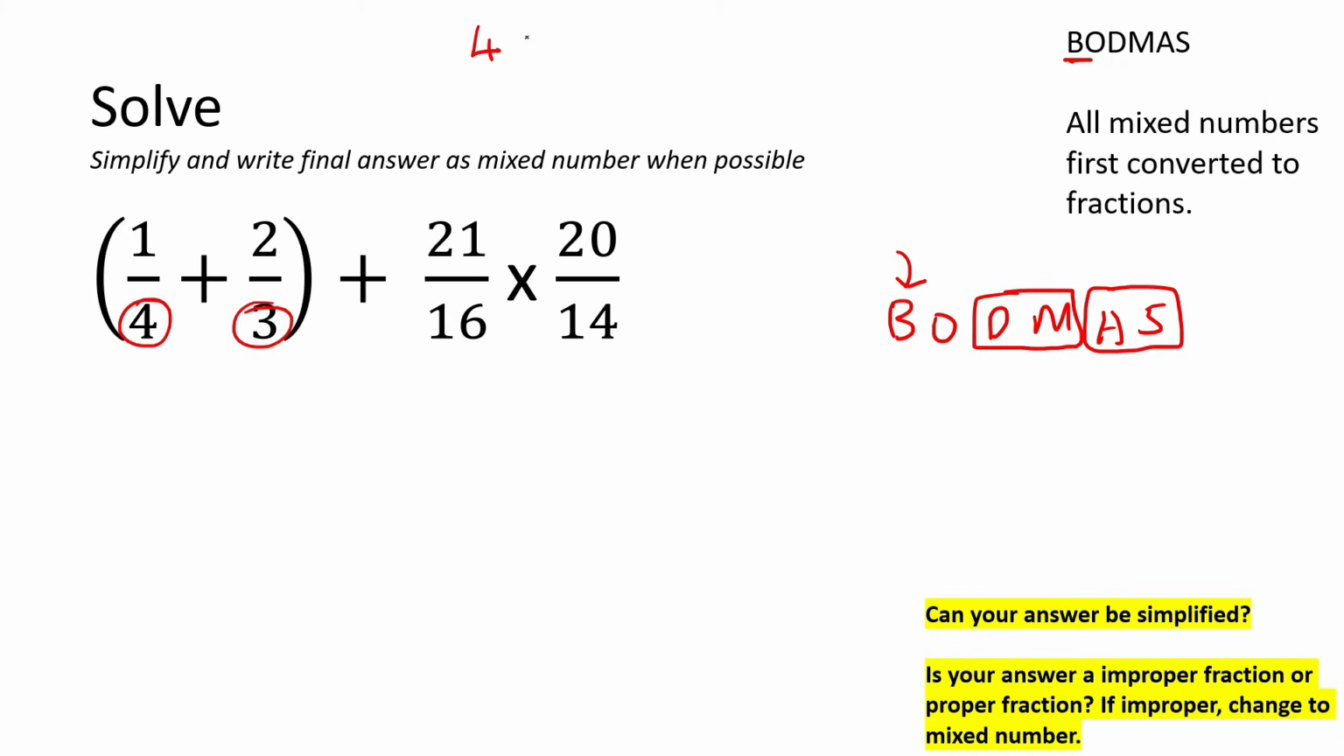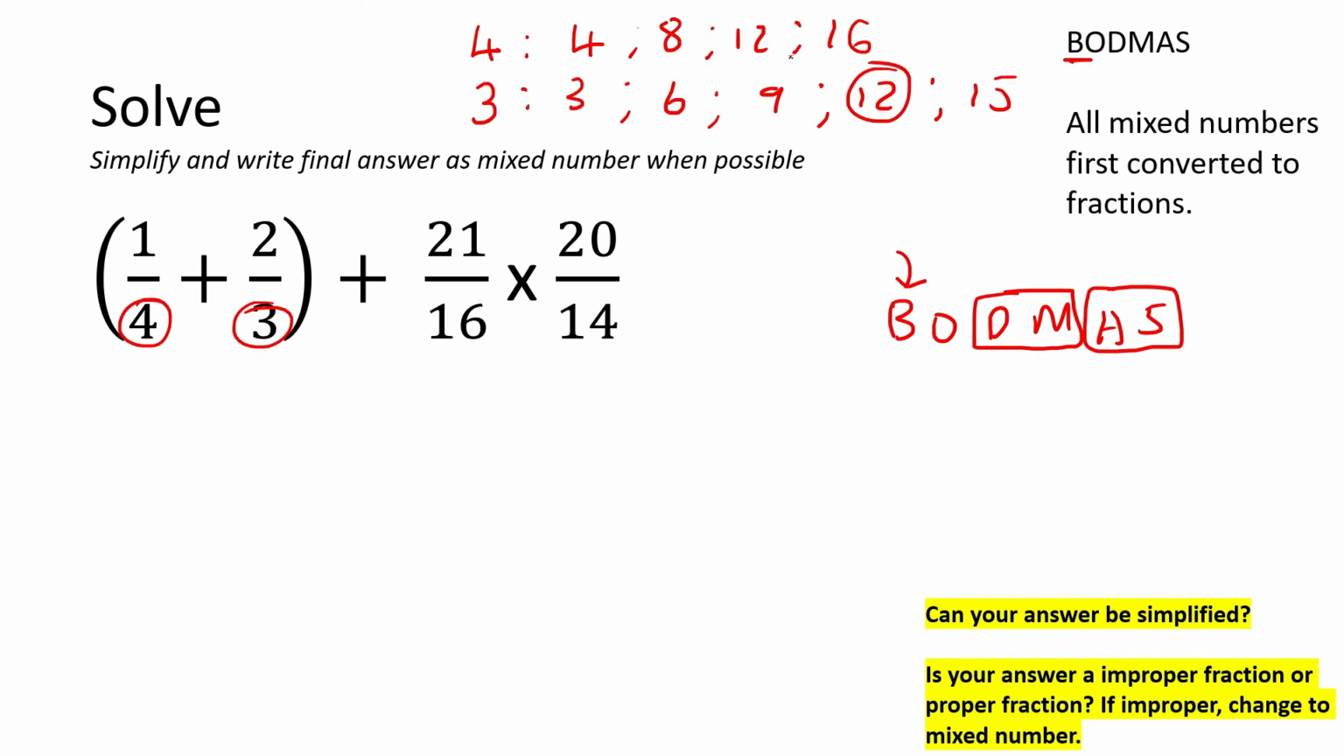Well, yes. We know that the number at the bottom must be the same. So we need to go get a lowest common multiple. So if we count in 4s, and then if we count in 3s, 3, 6, 9, 12, 15, can we all see that there is a common number 12? So we're going to change both of those to a 12. How? Well, to change this one, you multiply by 3. What you do to the bottom, you do to the top. Here you multiply by 4. What you do to the bottom, you do to the top.